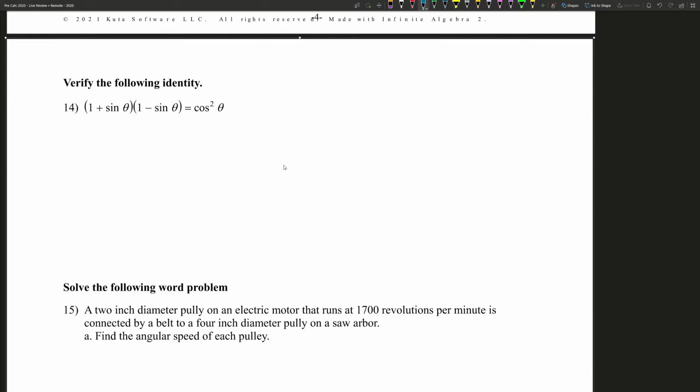So number 14 for this, what I would do is multiply these two things. So we can FOIL. So 1 times 1, that's 1. 1 times negative sine, it's negative sine. Sine times 1, that's plus sine.